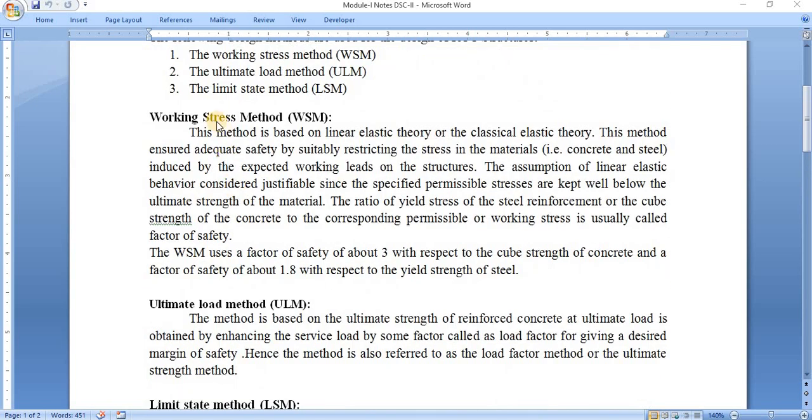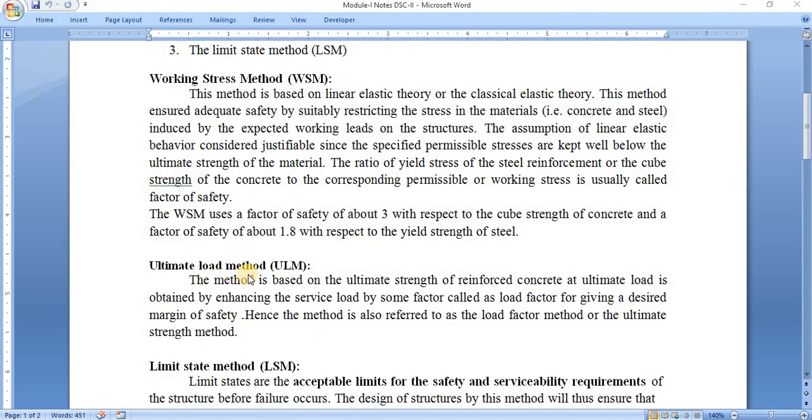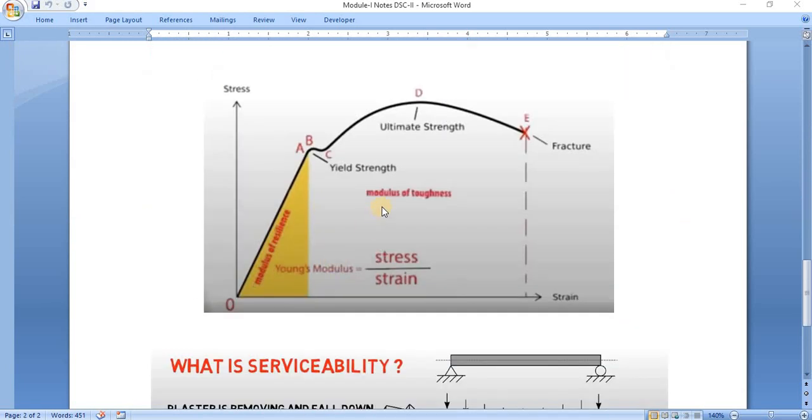So you can see with the working stress method as well as the ultimate load method, there is some problem. To understand these two methods, I will go to the stress strain diagram. Let us see this diagram very carefully. On the x-axis there is strain, on the y-axis there is stress. This is a stress strain diagram of mild steel. You can observe one thing, from point O to point A there is a linear behavior. What is this linear behavior? When stress increases, strain also increases. So they are behaving linearly.